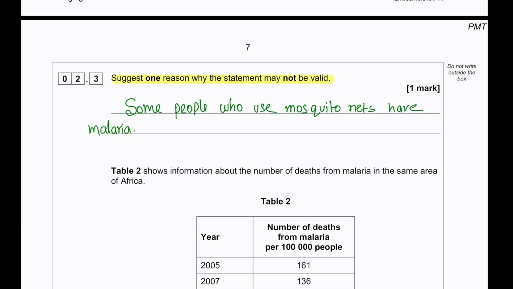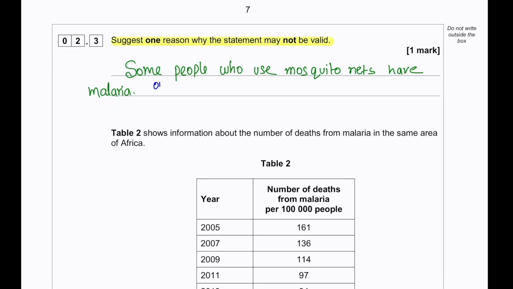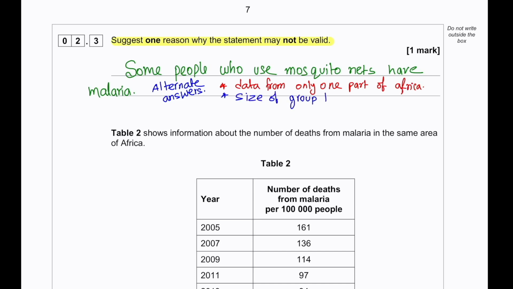There are other options for the answer, and those options I will just mention to you. They are: the data is only derived from one part of Africa, and there is no peer review done on that particular data. The number of people used for that experiment is very small, only 476 people, and only 50 of them did not use mosquito nets, so the group numbers are very uneven. And there is no other information about the people considered, for example their age, their medical issues, sickle cell anemia, or whether they were taking anti-malarial drugs or not. None of those were taken into account, and that's why this particular data can be invalid.